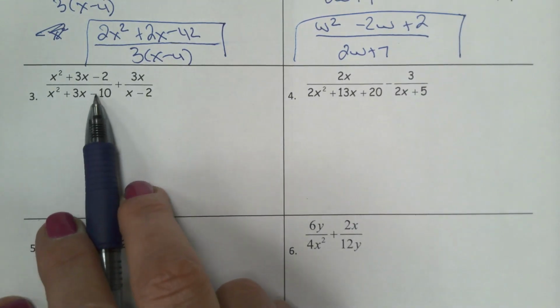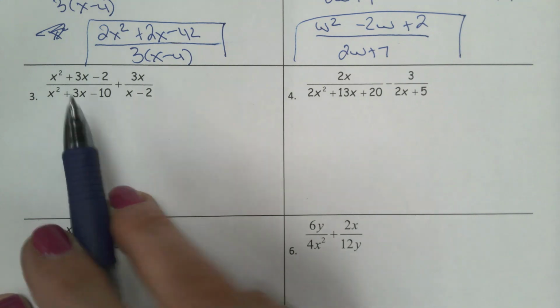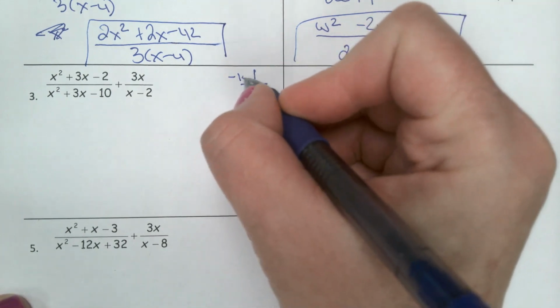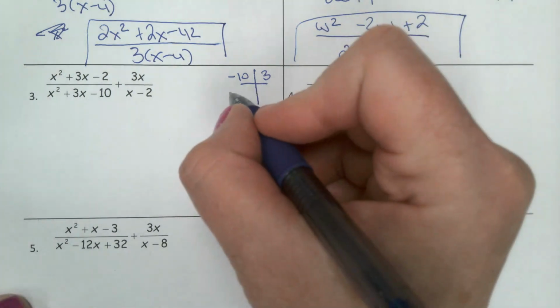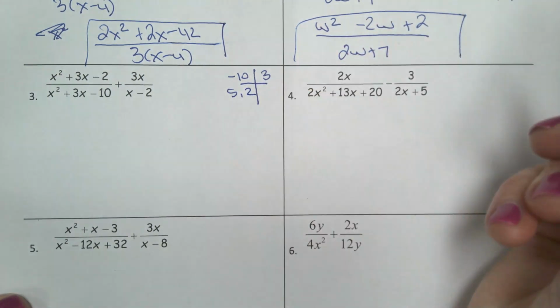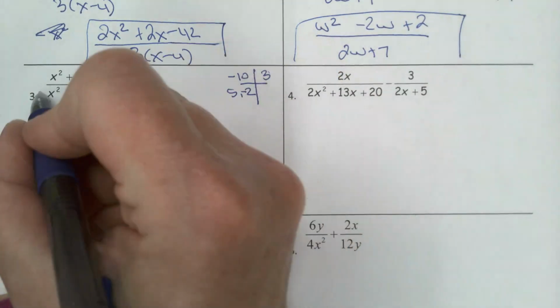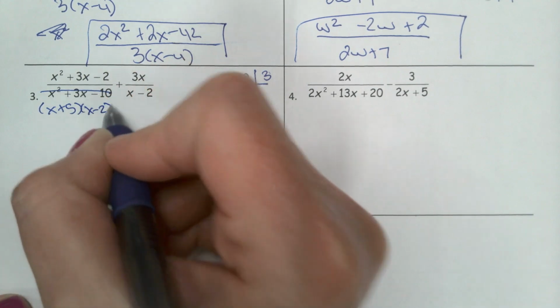Number 3, when I look at this denominator, I have a trinomial, and this one is not a trinomial. So anytime you have a trinomial, you want to factor it. So I'm going to make an ACB chart. I need factors of negative 10 that add up to 3. So I know I'm using 5 and 2, and the 2 is going to have to be negative. So this factors as x plus 5 and x minus 2.